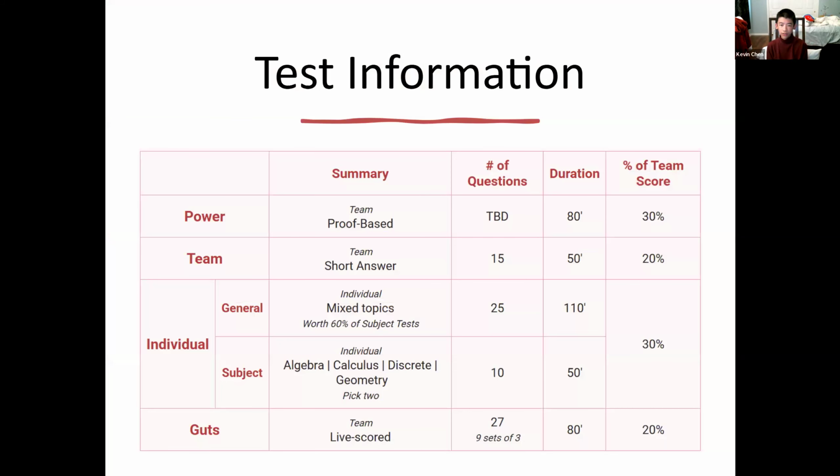Here is the test information, and this is from the SMT website. So as I mentioned previously, there's the power round, team round, individual rounds, and the guts round. A summary of all of them is that the power round is a proof-based round. The team round is a short answer round. For the individual round, you have a lot of options to choose from, as I will explain later in the presentation. And the guts round is a really exciting round that has a live scoreboard. And these rounds all have different percentages of the team's overall score, and they have different durations.